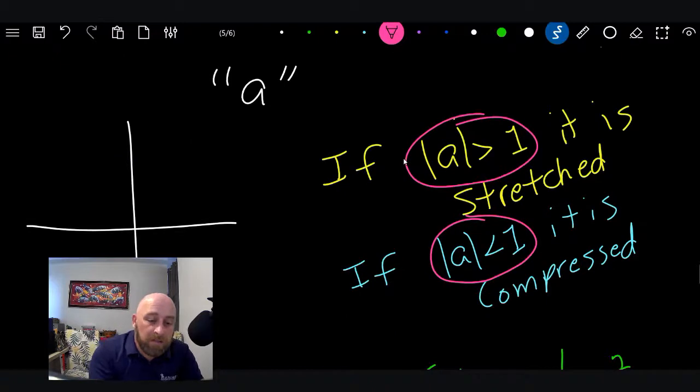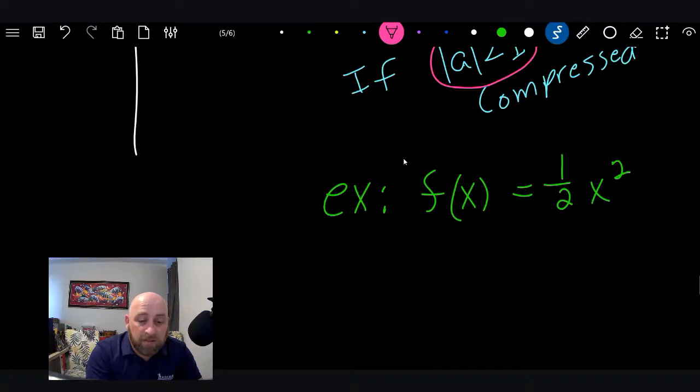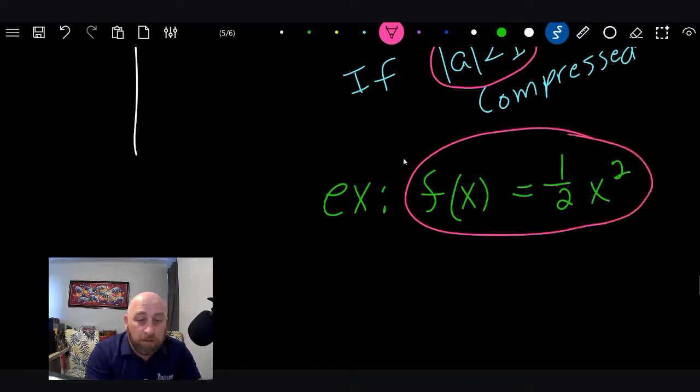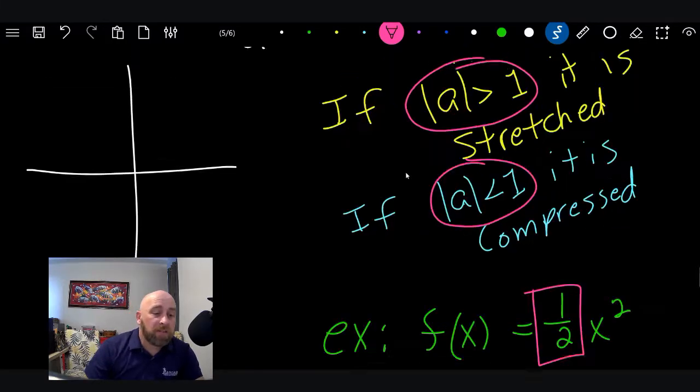So in other words here, if the absolute value of A is a number bigger than 1, it will stretch. If it's a fraction or a decimal, then it will compress. Okay, so if the absolute value of A is a fraction or a decimal, it's going to compress. Let's look at this. Here's the child, okay, not the parent. This is the one that they give us. This one is compressing by 1/2. Okay, what does that mean?